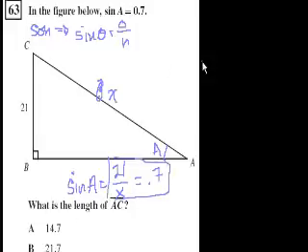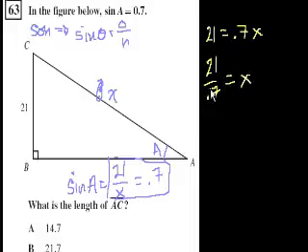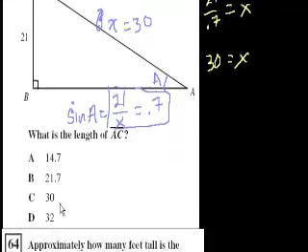Let's see. If you multiply x times both sides, you get 21 is equal to 0.7x. And then you divide both sides by 0.7. You get 21 over 0.7 is equal to x. See, 21 divided by 7 is 3, so 21 divided by 0.7 is 30. So x is equal to 30. And that's length AC. That's choice C. Next question, 64.